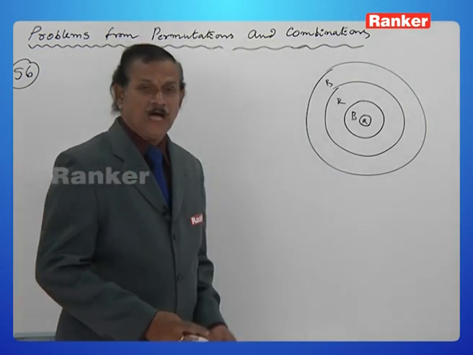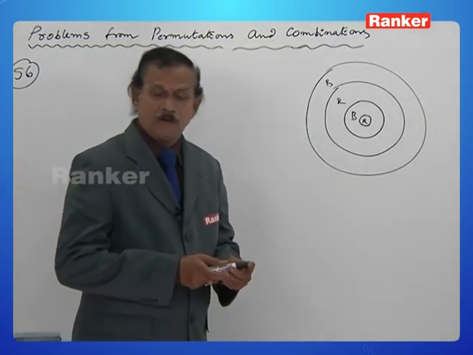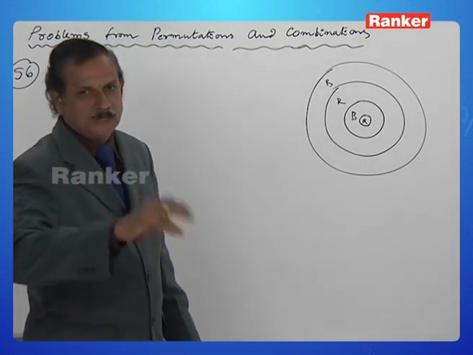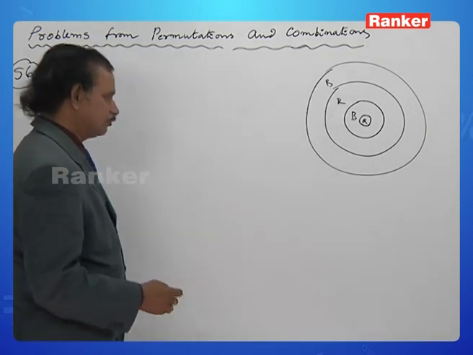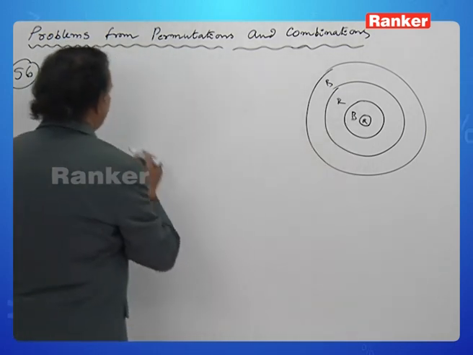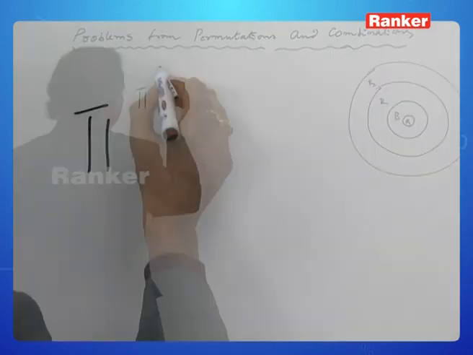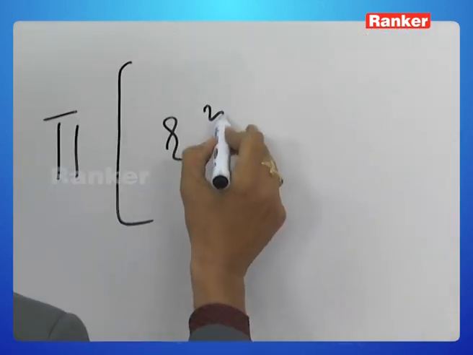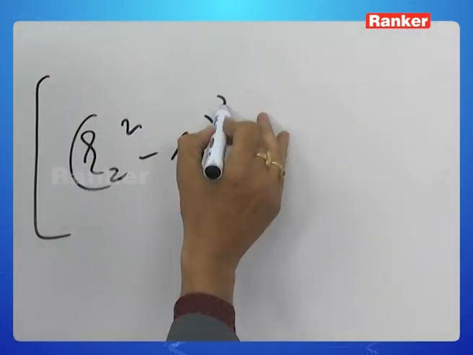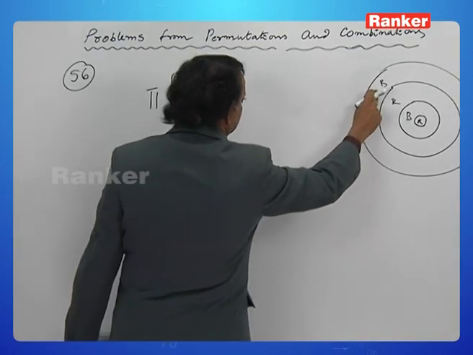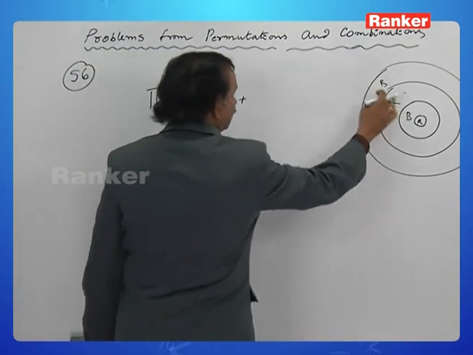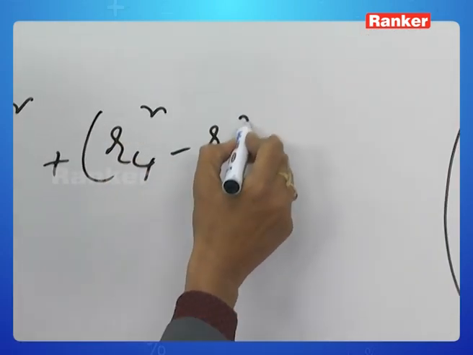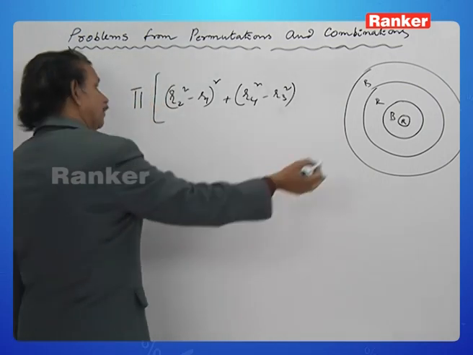Let us see. I am mentioning the radii R1, R2, R3, R4, etc. Of course, R1 is 1, R2 is 2, R3 is 3, like that. First of all, what is the area of this blue region? Pi into R2 square minus R1 square. What is the area of this region? R4 square minus R3 square. What will be the area of the next region?